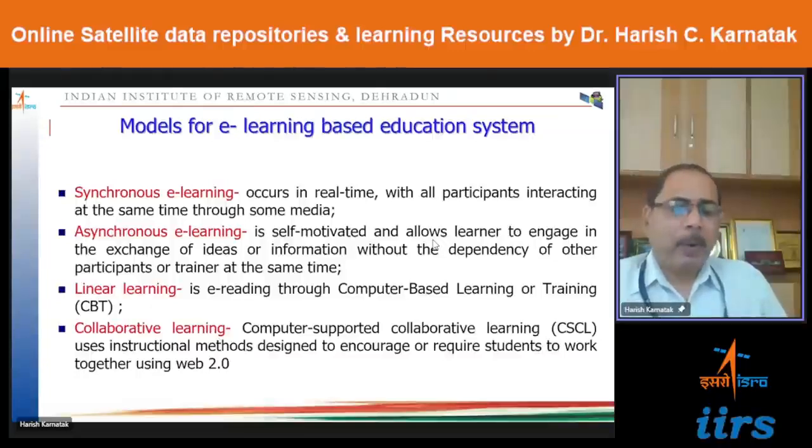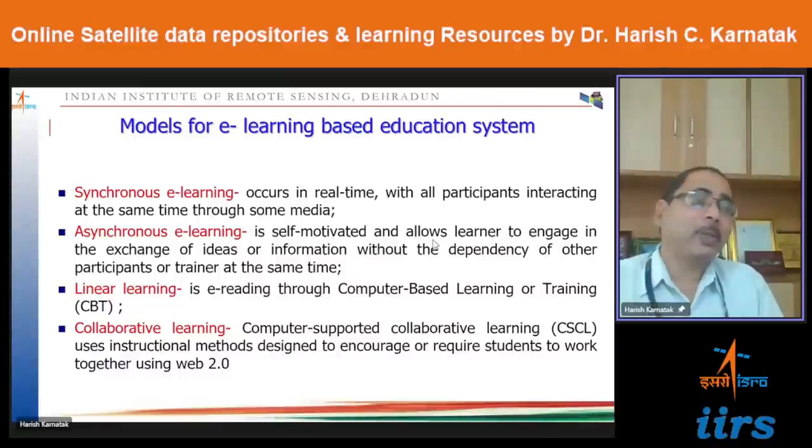There are different modes of learning on the internet: synchronous e-learning, asynchronous learning, linear learning, collaborative learning. These technologies are there, and online educators are implementing them. But generally, in this COVID time, what I have seen is that we depended only on synchronous e-learning. It's real-time class conduction only. But this is not all about online education. In online education, there are many, many things we have to develop and implement so that it becomes more effective for the learners.